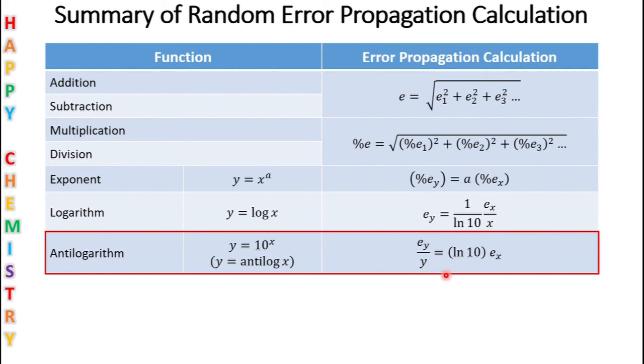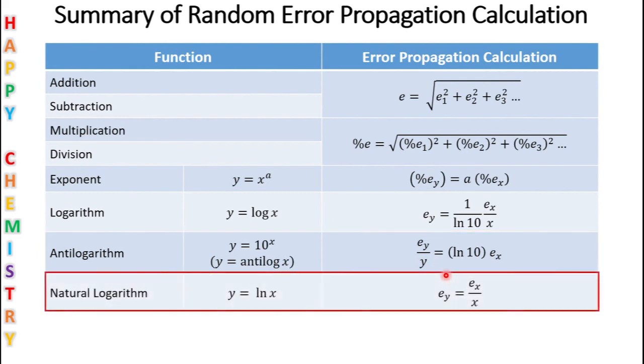Next, error propagation in natural logarithm. Here, the resultant absolute uncertainty is calculated. This is done by dividing the absolute uncertainty of the argument by the value of the argument.